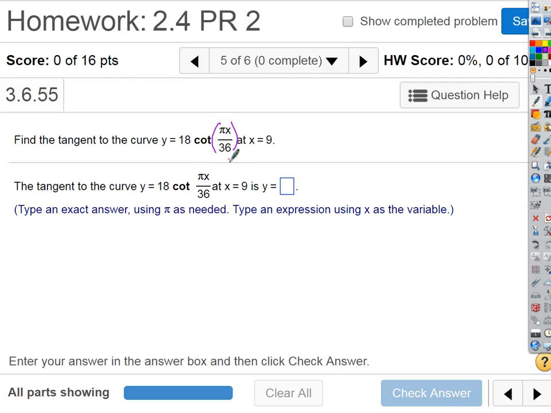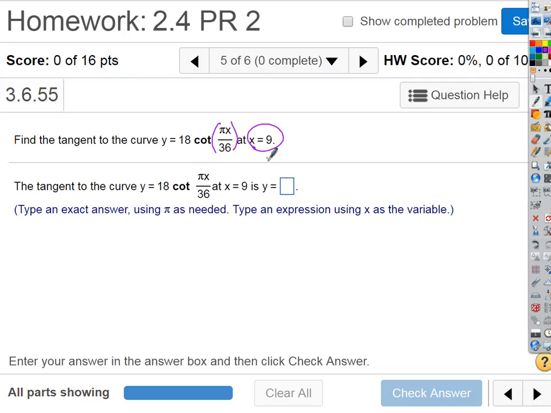Times the derivative of what's inside, which is what? What's the derivative of pi x over 36? It's really just pi over 36 times x, right? What's the derivative of that with respect to x? Pi over 36, just that. So we'll multiply it times that, and that's the derivative function. But we want to evaluate it at x equals 9, right? So the slope of the tangent line is just going to be whatever that derivative is when I evaluate it at x equals 9, correct? What are the ingredients of a tangent line, of any line? A point and a slope, right? Well, there's our slope.